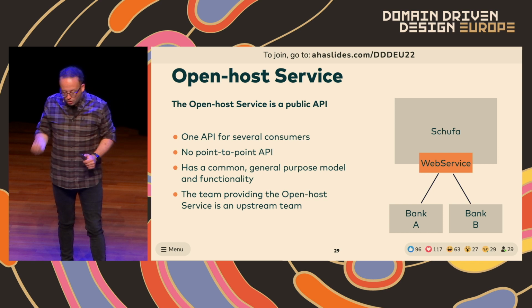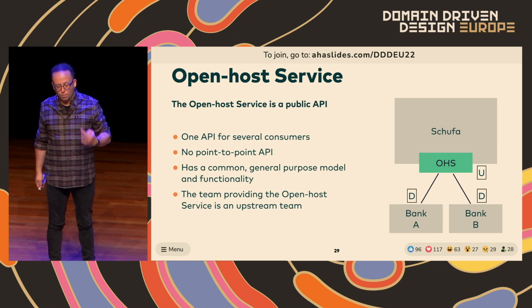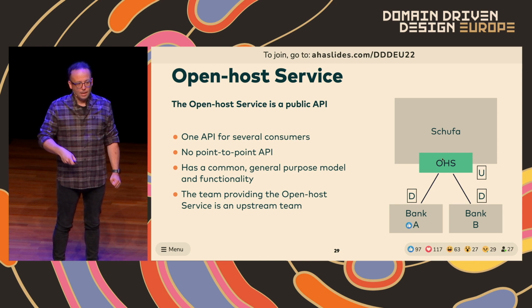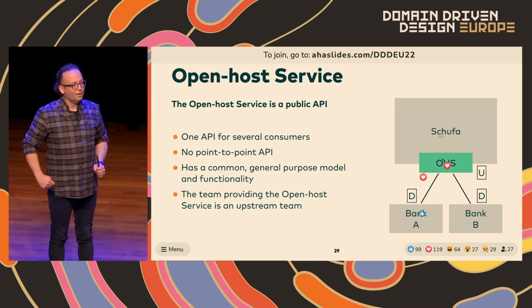Usually on a context map, you visualize this open host with a visualization called OHS. There I have it. It's called OHS, Open Host Service. And now, since most of you are newbies to context mapping, there is a very big heuristic for you.